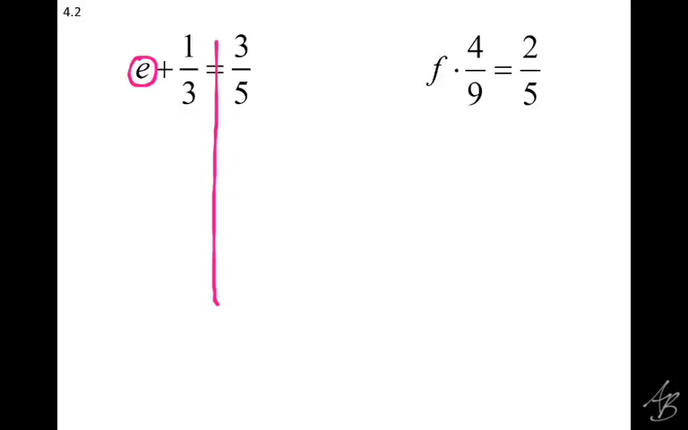So we have e plus 1/3. So how do we get rid of that 1/3? We subtract 1/3. So we put minus 1/3 on both sides. And on the left side, those 1/3 are going to cancel each other out, leaving what? E. On the right side, we're going to have to do a little math, right? Why can I not do 3/5 minus 1/3 right now? The denominators are not the same. We need to get a common denominator.